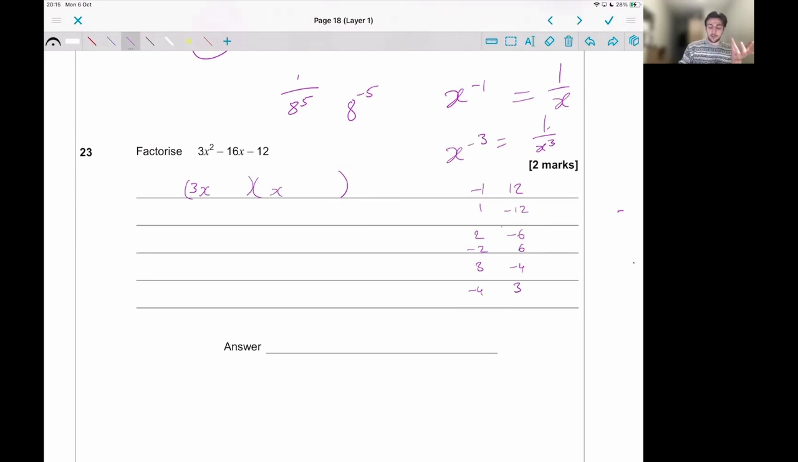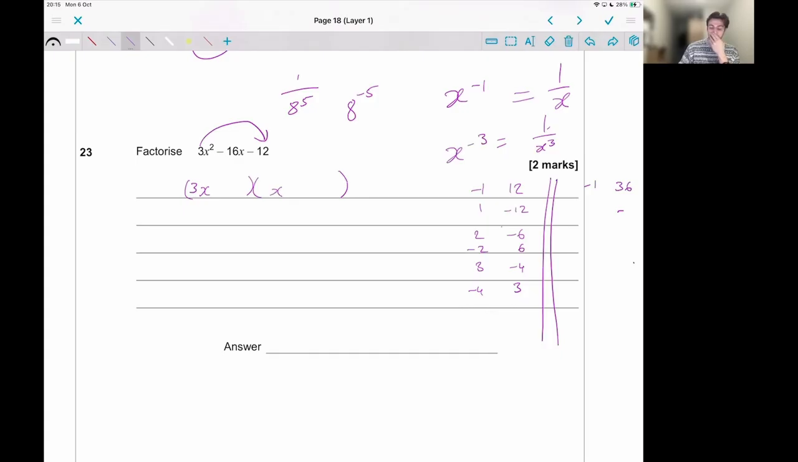And the slightly more reliable way of doing it is to say, well, instead of looking for things that make 12, we can do 3 times 12 and look for things that make 36. So I'm going to draw a line here. So minus 1 and 36.